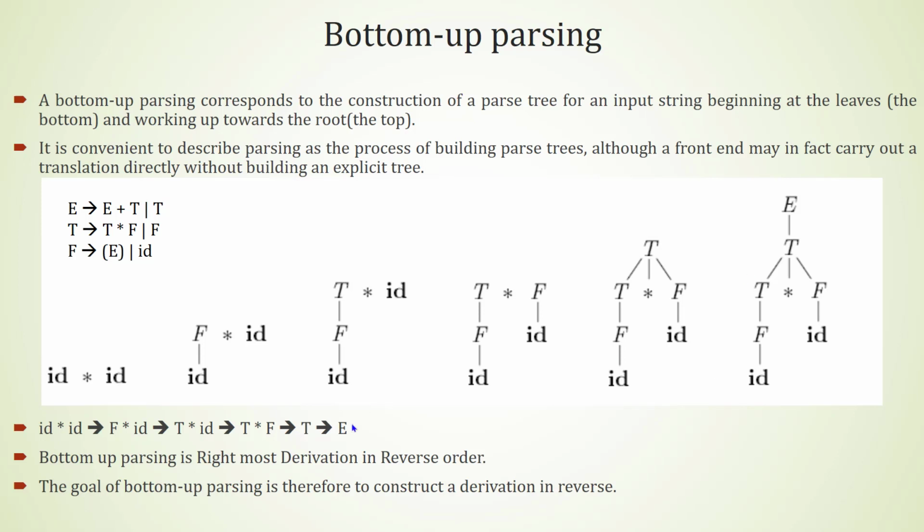Now we just look in the reverse direction. You just invert these arrow marks. From E I derived T. From T I derived T star F. In T star F, this F is replaced by id. Then again from this T star id I replace T with F. In F star id I replace this F with id and I got id star id.